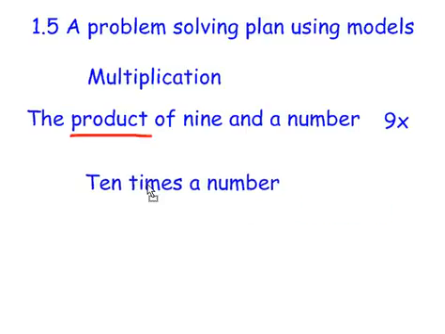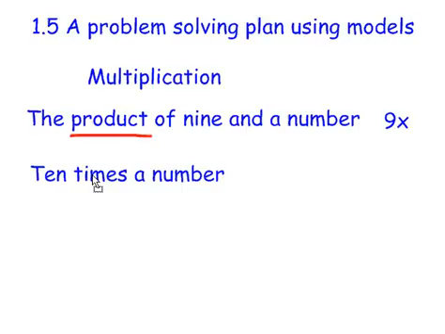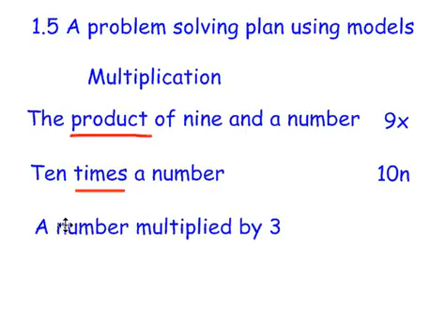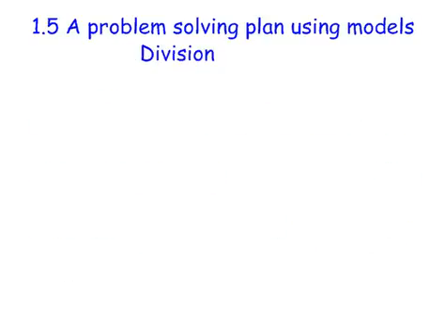Here is another verbal phrase, 10 times a number. And what gives away the operation? It's times. And this one would be 10n, or n times 10. The order does not matter. A number multiplied by 3. And this word right here tips us off. And this one is going to be 3y, or y times 3.